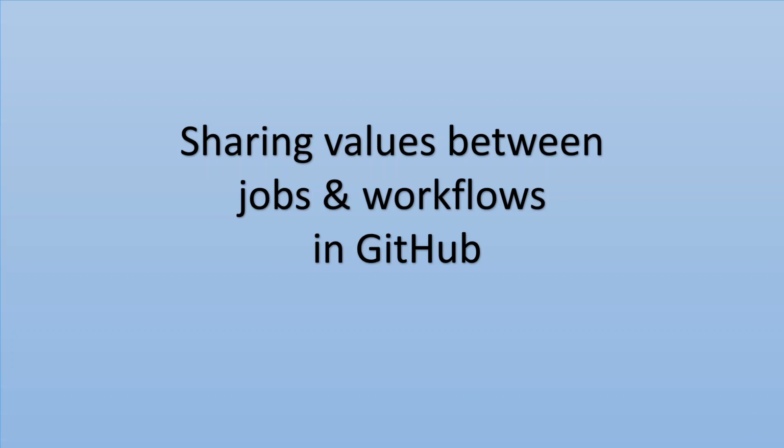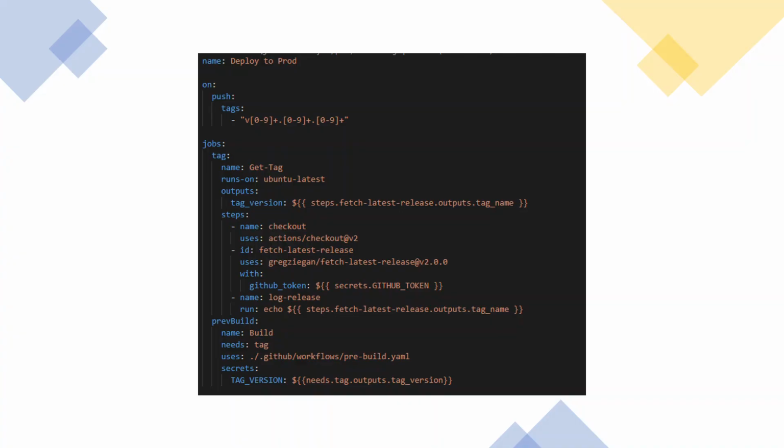Hello everyone. In this video, I want to talk about how to share values between different jobs in a single workflow or share values between different workflows in GitHub. So I included my example here. So I have two jobs here.